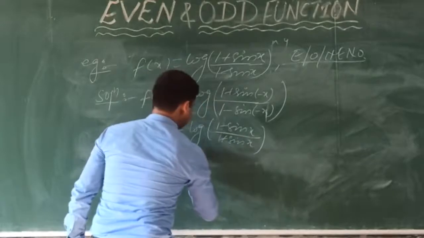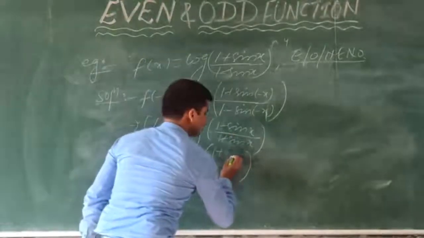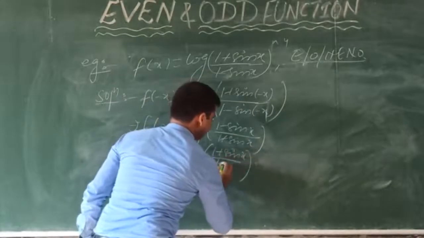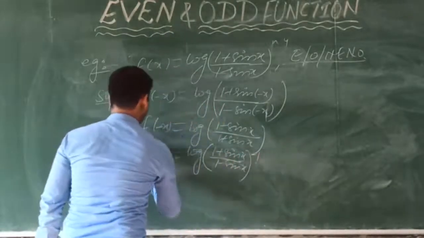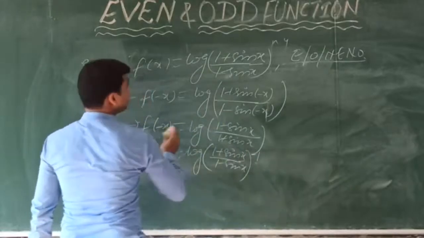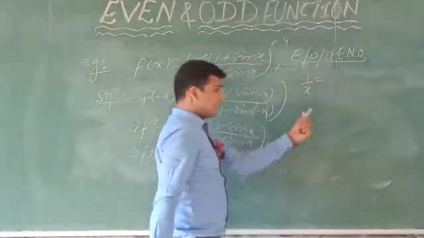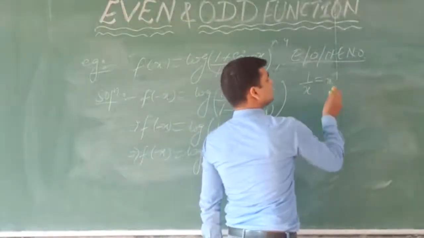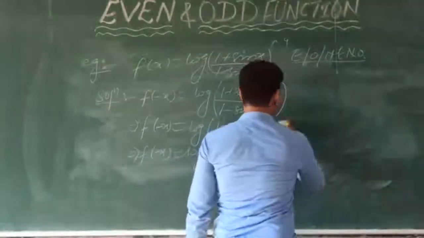Now we can take the reciprocal of this. So I am writing here (1 plus sin x) divided by (1 minus sin x) raised to the power minus 1. Suppose here x is there, 1 by x is there. So we can take the reciprocal in this way, x raised to the power minus 1. Simple. In the same way I am writing here.